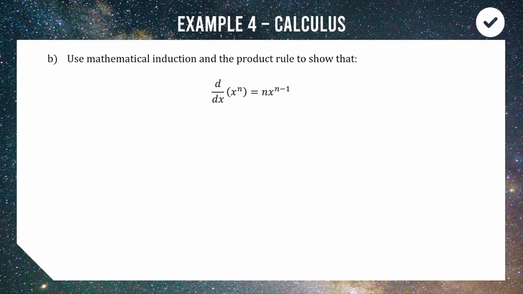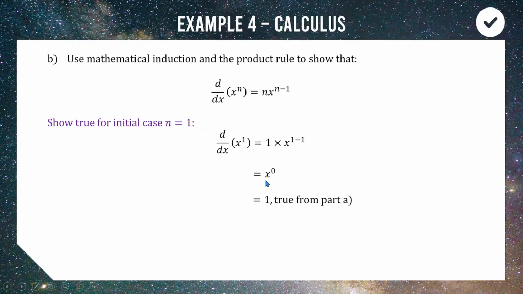We're going to start off with our initial case, which is when n is equal to 1. So we know from part A that when n is equal to 1, the derivative should be equal to 1. So let's see if our formula gets us that answer. The derivative of x to the 1 is equal to 1 times x to the 1 minus 1. So we get 1 times x to the 0. x to the 0 is of course 1. And so this is true because we had the derivative being 1 from part A. So there is us proving it's true for the initial case.